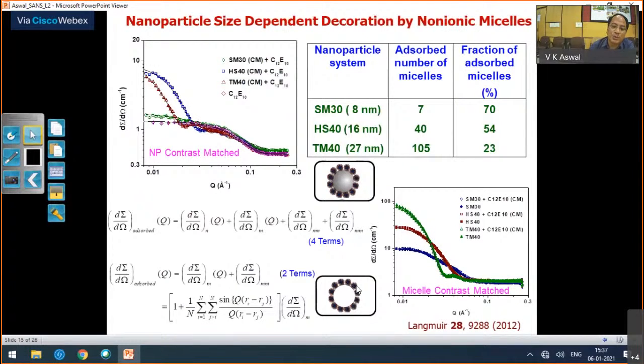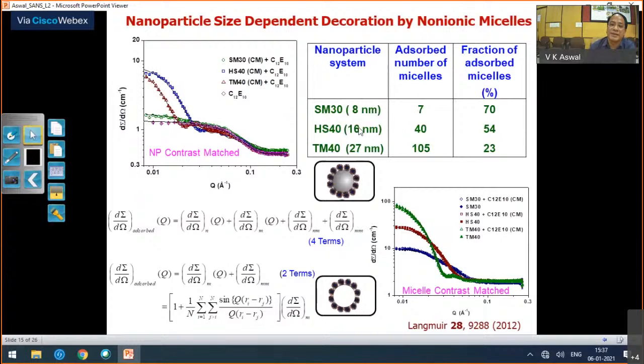And that is very useful because now what you are only seeing is micelles. And if from the pure solution you already know the size of this, what you will get is the information about the micelles, the size of the micelles and how many of them are adsorbed on the nanoparticles. So this figure shows the adsorption of these micelles for different size nanoparticles.